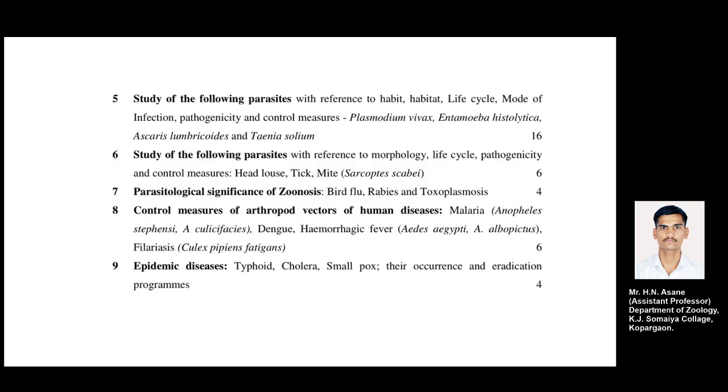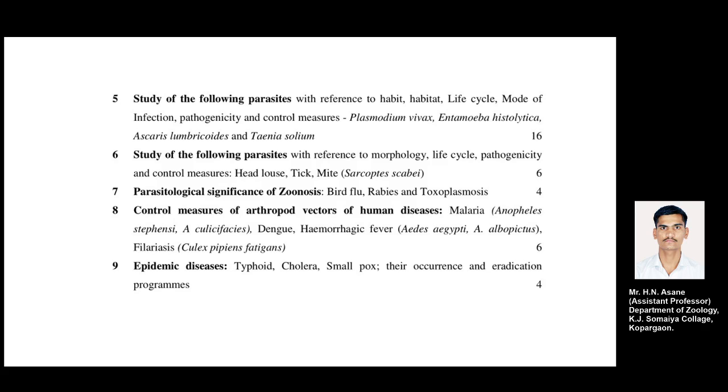Then the second parasite we are going to see is Plasmodium ovale, the second type of malarial parasite, and we will see the control of malaria, how we can control malaria as well as these mosquitoes. Then the next parasite we are going to study is the life cycle of Entamoeba histolytica.